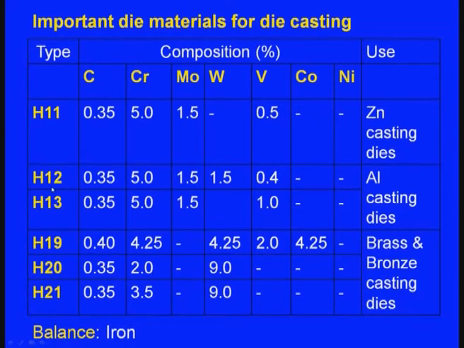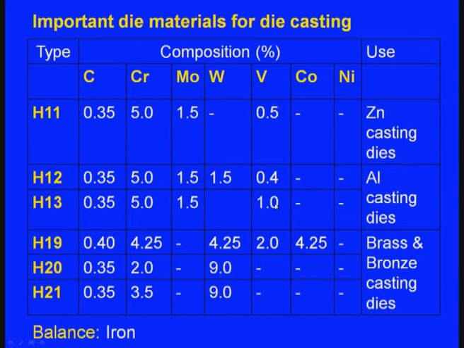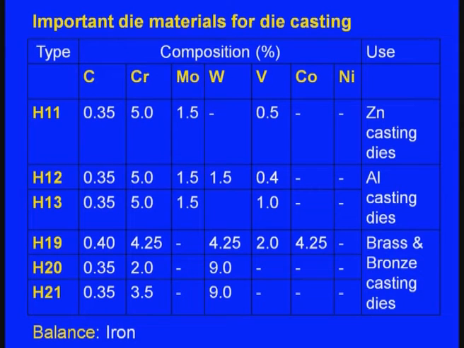Next one, H12 steel, carbon content is 0.35, chromium 5%, molybdenum 1.5%, tungsten 1.5%, vanadium 0.4% and balance is iron. So, this is used for making aluminum casting dies, means when we have to make aluminum castings, so for that the dies are made up of this H12 steels. Next one, H13 steel, carbon content 0.35, chromium 5%, molybdenum 1.5%, vanadium 1%, and this steel is also used for making aluminum castings.